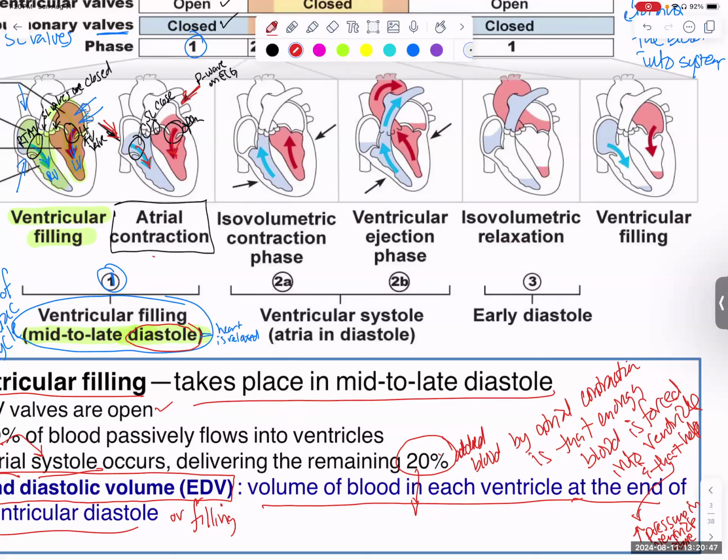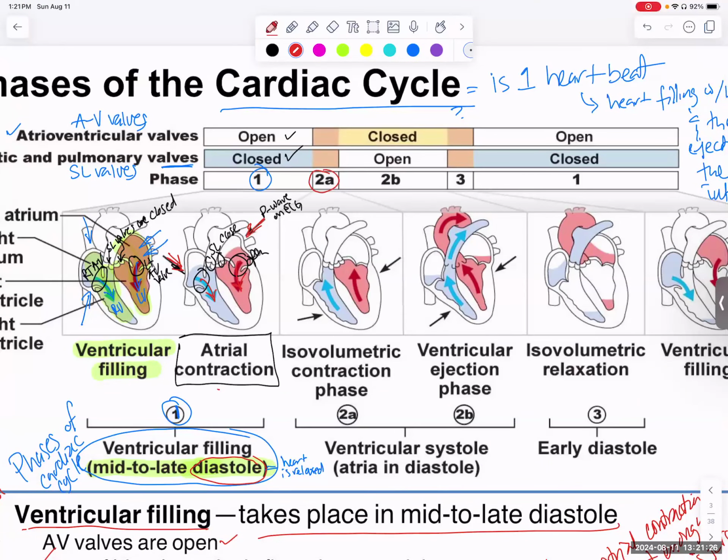Another way to put it is, this eventuates in ventricular pressure due to blood now being greater than atrial pressure. That causes the AV valves to close, and that's going to happen right at the time that the ventricles start to contract.